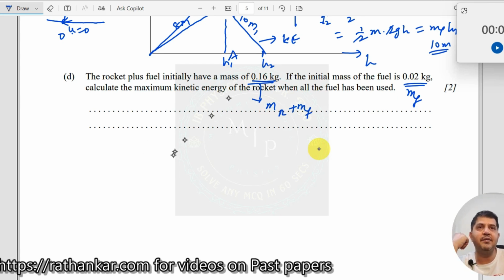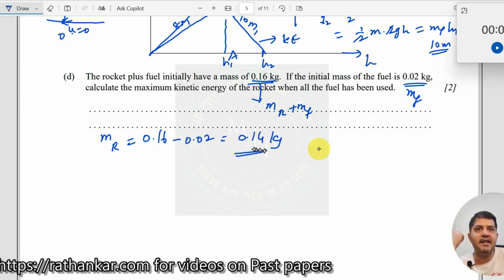Okay, when all the fuel has been used, the mass of the rocket is nothing but 0.16 kg minus 0.02 kg, which should be 0.14 kg, right? We have to consider only mass of the rocket over here. So maximum kinetic energy of the rocket when all the fuel has been used. We are not looking at what happens to the kinetic energy when half of the fuel is used, a quarter of the fuel is used, and so on. We are looking only at the final one.